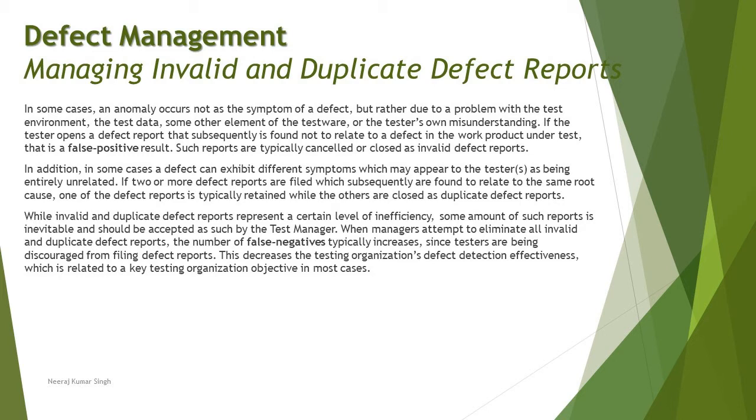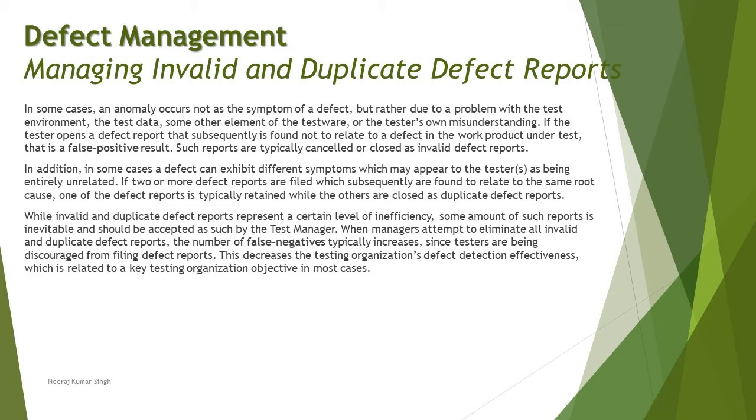Now, in addition, some of these defects can exhibit different symptoms which may appear to the tester as being entirely unrelated. That's the other way around. If two or more defect reports are filed which subsequently are found to relate to the same root cause, one of the defect reports is typically retained while the others are closed or marked as duplicate defect reports. So now we understand the status of duplicates. That means a tester, when working on any application, may find multiple defects from different components or different integration processes, but when they report them, they may all have a common root cause.